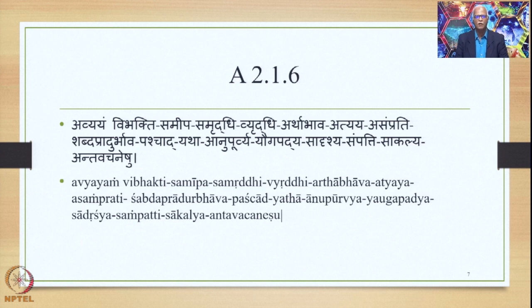Avyayam is in prathama 1.1, and therefore it becomes upasarjana by the sutra prathama nirdishtam samasa upasarjanam. And the second pada, which is in the seventh case, lays down various semantic conditions. These are the meanings of the avyayas, and in these meanings, avyayas get compounded with the related subanta. Amongst these, we have already studied the four semantic conditions, and we have already studied how the avyayībhāva samasa takes place, namely vibhakti, samīpa, samruddhi and vriddhi.